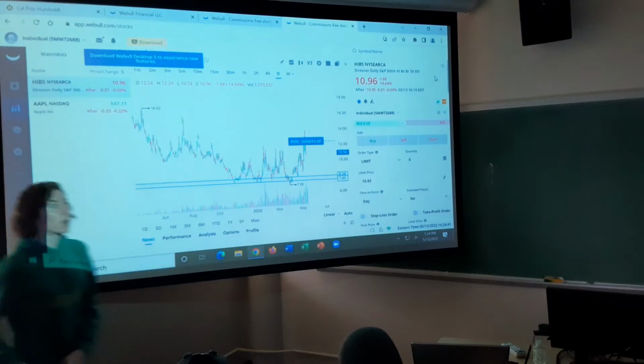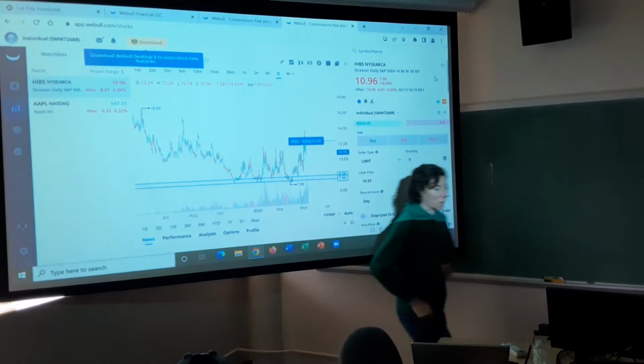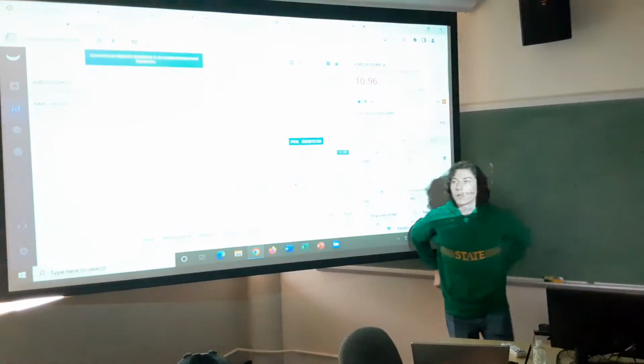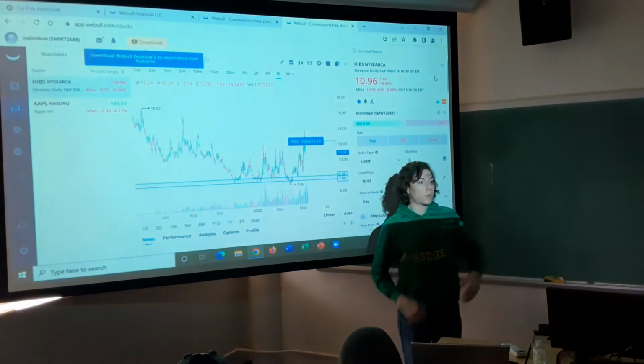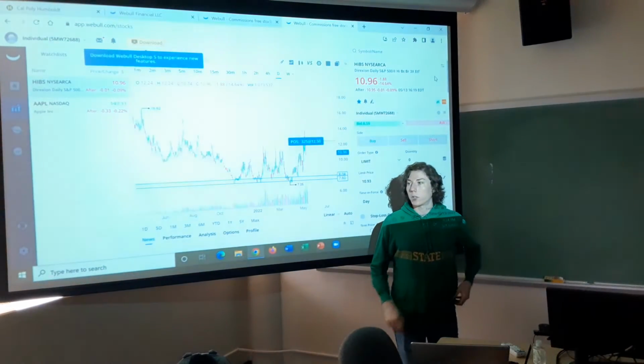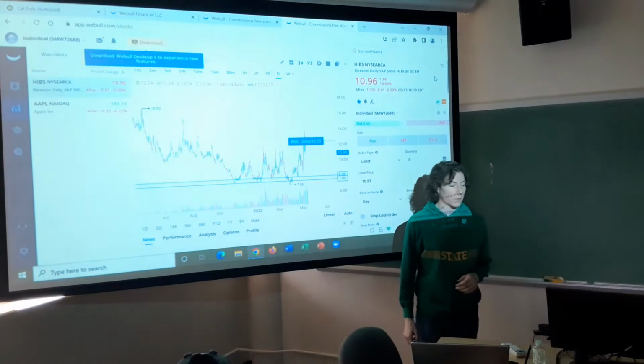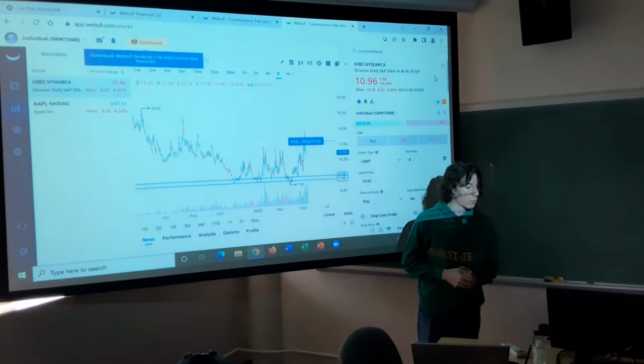So in the very beginning here, I'll just talk about using the Webull platform to buy shares of stock or ETFs, whichever you want to buy. That's sort of the point here.